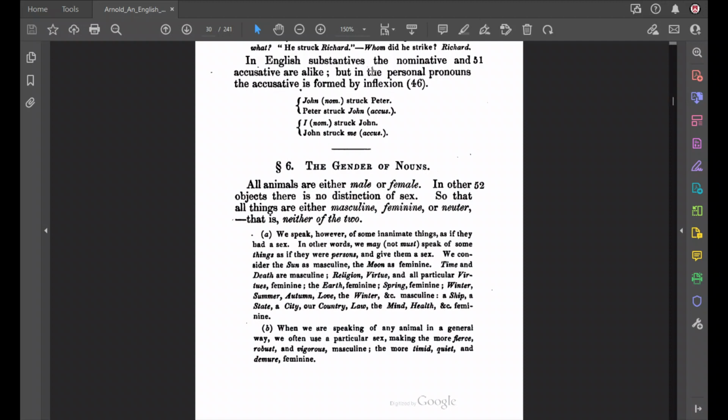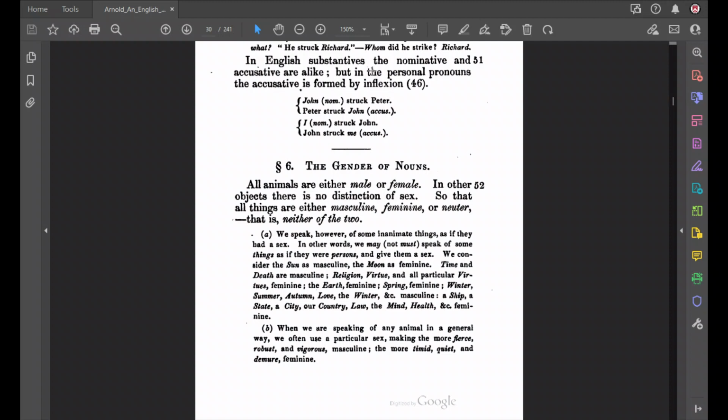A ship, a state, a city, a country, a law, the mind, health, and so on are often considered to be feminine things. When King Solomon wished to talk about wisdom in the book of Proverbs, he presents her in the form of a woman. He personifies wisdom and makes wisdom to be a woman, a beautiful woman. These things are represented and thought of as being feminine.